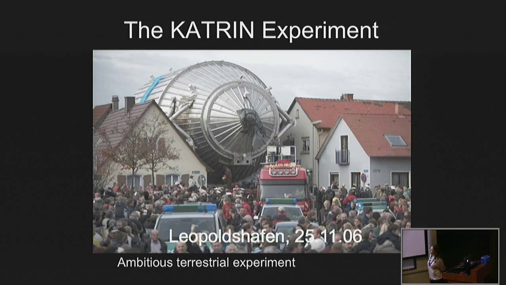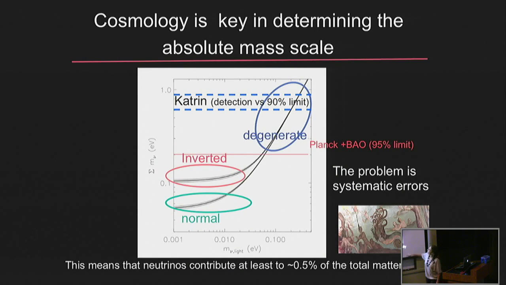This is the KATRIN experiment, an ambitious terrestrial experiment to try to measure the absolute neutrino mass scale. That's tritium decay, and that's the vessel. KATRIN is working, but we don't have results. But the detection versus 90% limit will be somewhere there. The recent result from looking at Planck plus baryon acoustic oscillation, 95% limit, put the limit there. So this is allowed, and this is ruled out at the 95% limit.